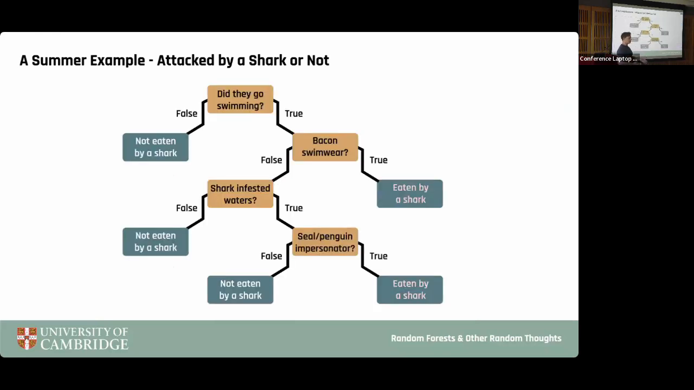Based on all that information, I can construct a tree that represents all of those, a very extensive set of 8 points. And basically, if they didn't go swimming, then they weren't eaten by a shark. Like, in no cases was someone who didn't go swimming eaten by a shark. So we split there, and that first basically separates out a good chunk of information. And then we go down that right fork of the tree, where they're wearing bacon swimwear. Yes, then they were eaten by a shark. No. Whether the water is shark infested. No, then they weren't eaten by a shark. Yes. Well, then finally, did they impersonate a seal?